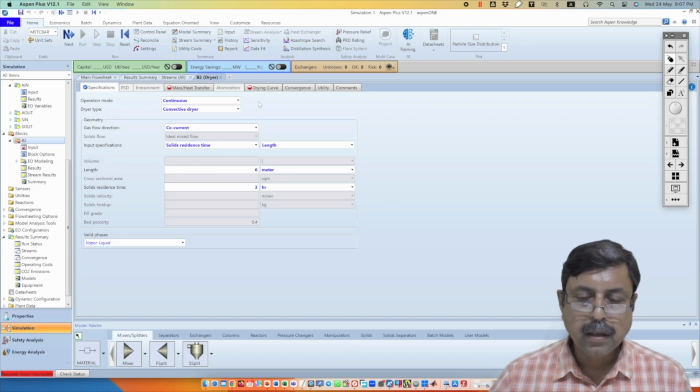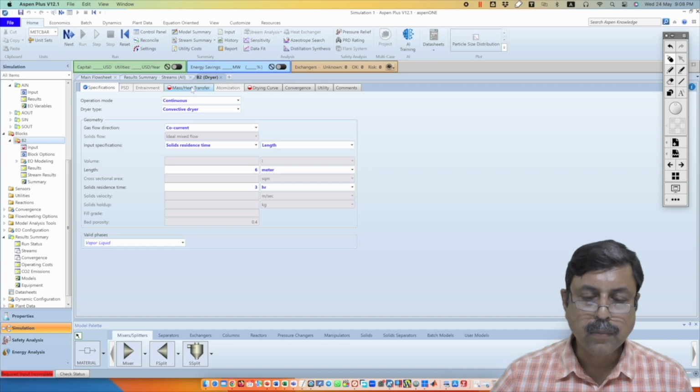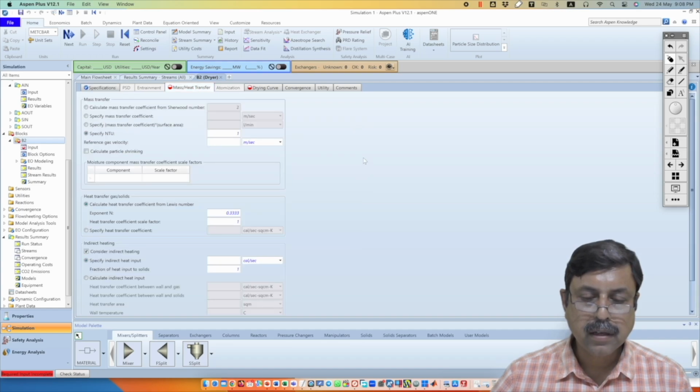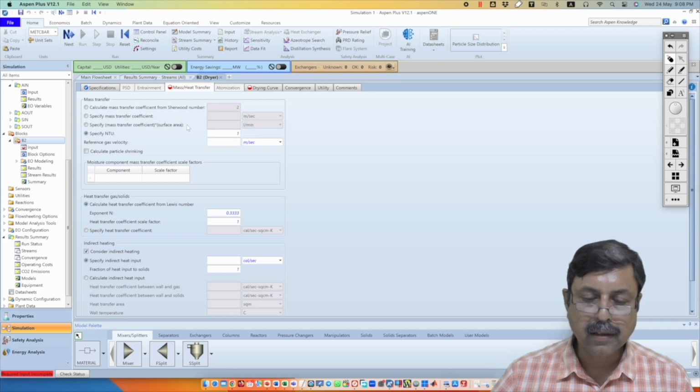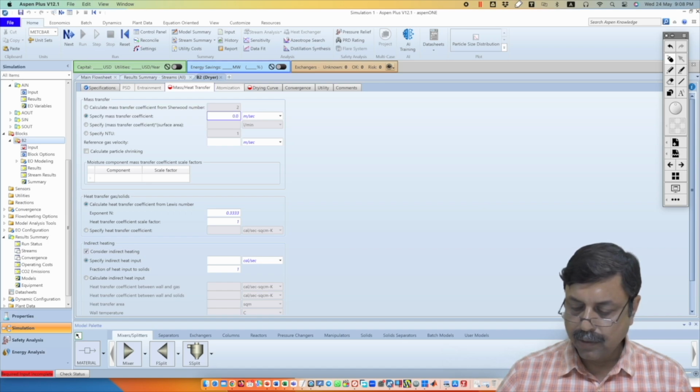Okay. Go to the drying curve. Mass transfer and heat transfer data. It says the mass transfer coefficient is 0.0005 meter per second. So you can specify it directly, 0.0005.